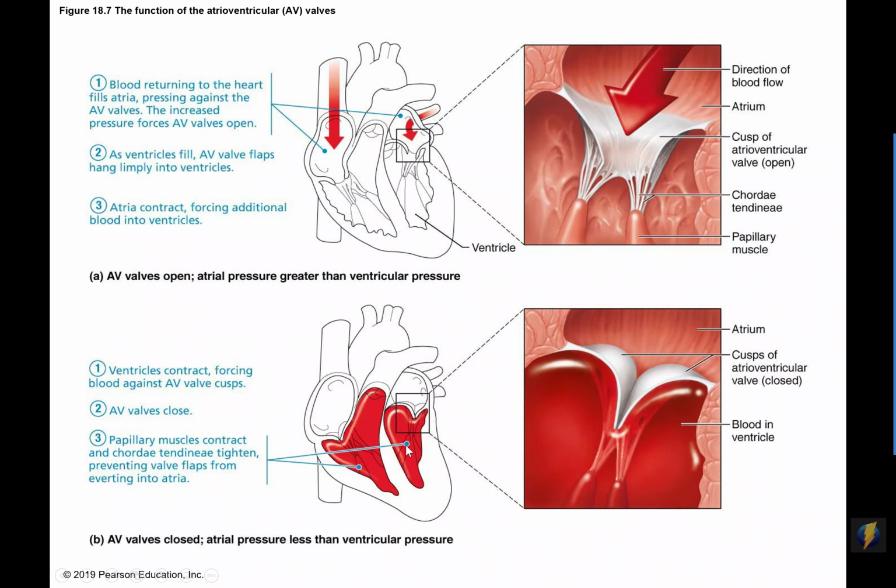The papillary muscles will then contract. That will tighten these chordae tendineae, and that is what keeps the AV valves shut. So the papillary muscles don't contract and pull on the chordae tendineae and open the valves. What they actually do is keep the valves shut.